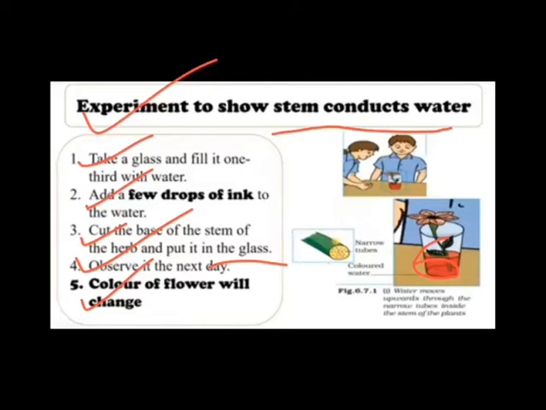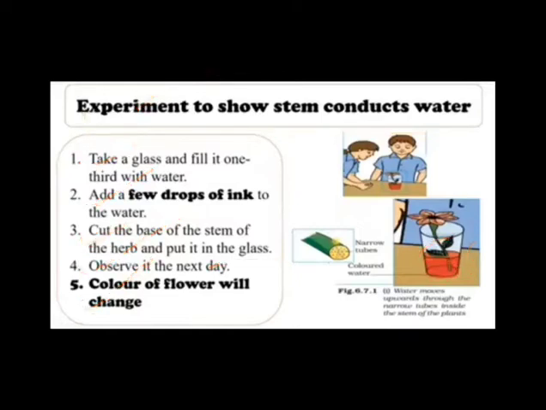Okay, so why is it so? Why has the color of the flower changed? The color of the flower has changed because the water moves upwards through the narrow tubes inside the stem of the plant. That is why the color of the flower has changed, right? So this experiment clearly shows that the stem conducts water. Okay.